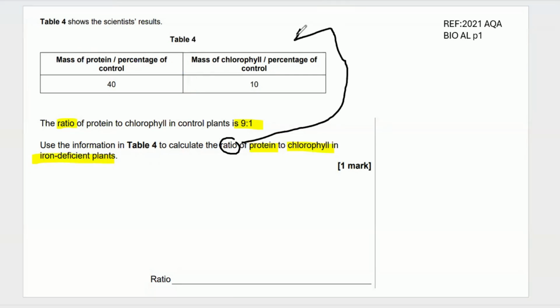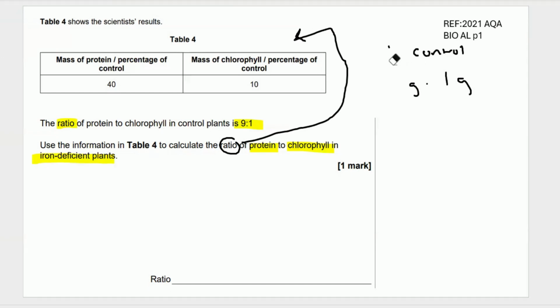However, this table shows the results for an iron deficient plant, and we can see that it's saying it has 40% the normal protein level and 10% the normal chlorophyll level. So all you got to do here is say to yourself, well, I know that in the control there would be 9 grams of protein for every 1 gram of chlorophyll, but in this iron deficient plant there's only 40% of the protein.